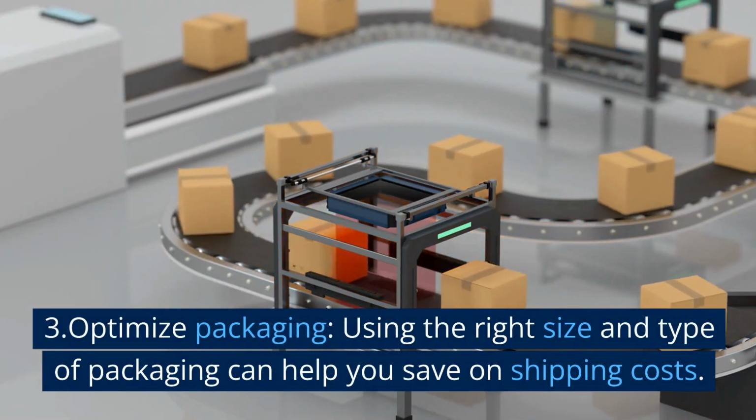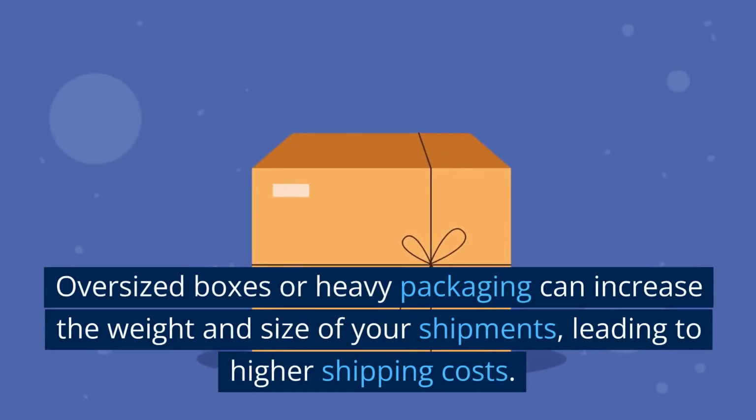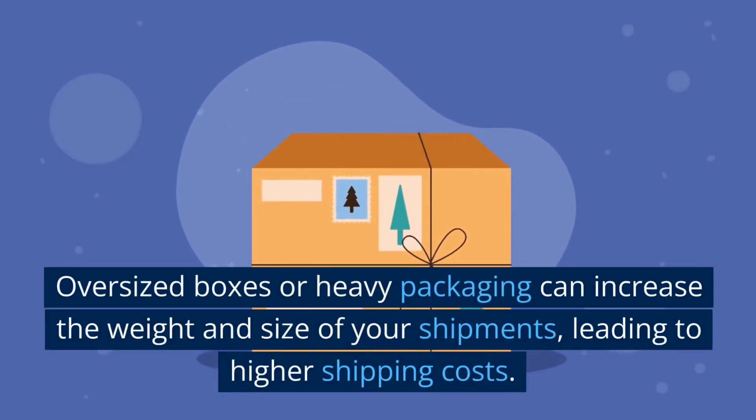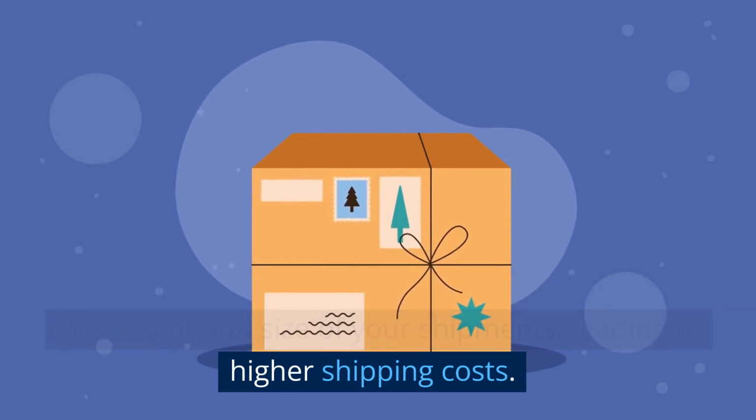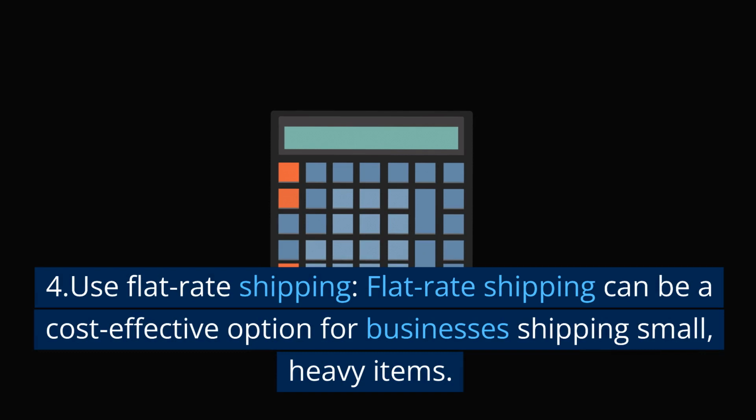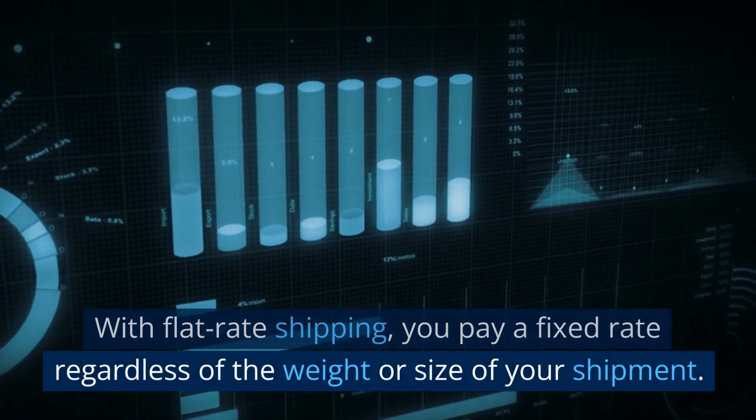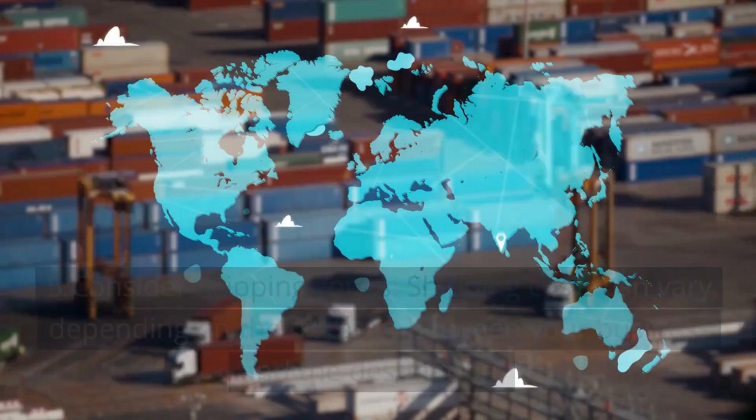3. Optimize packaging. Using the right size and type of packaging can help you save on shipping costs. Oversized boxes or heavy packaging can increase the weight and size of your shipments, leading to higher shipping costs. 4. Use flat-rate shipping. Flat-rate shipping can be a cost-effective option for businesses shipping small, heavy items. With flat-rate shipping, you pay a fixed rate regardless of the weight or size of your shipment.